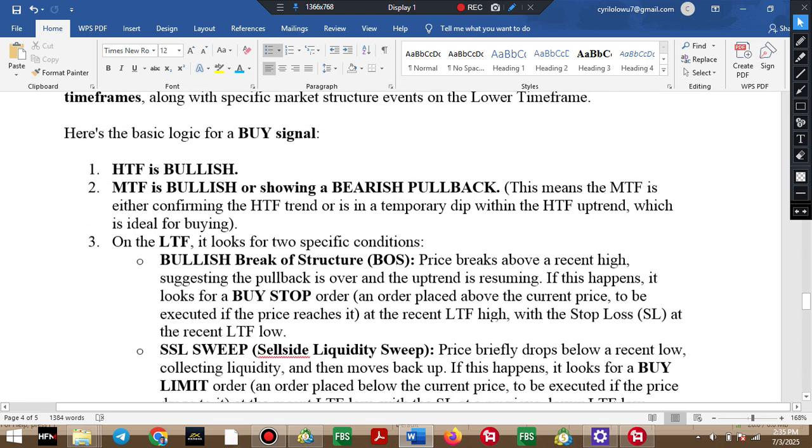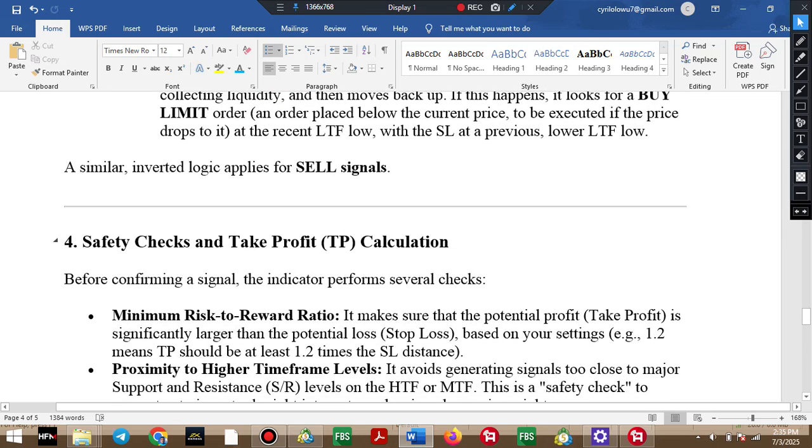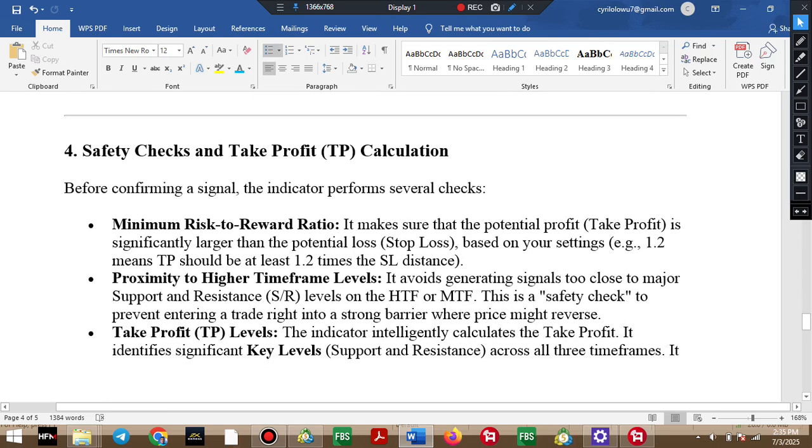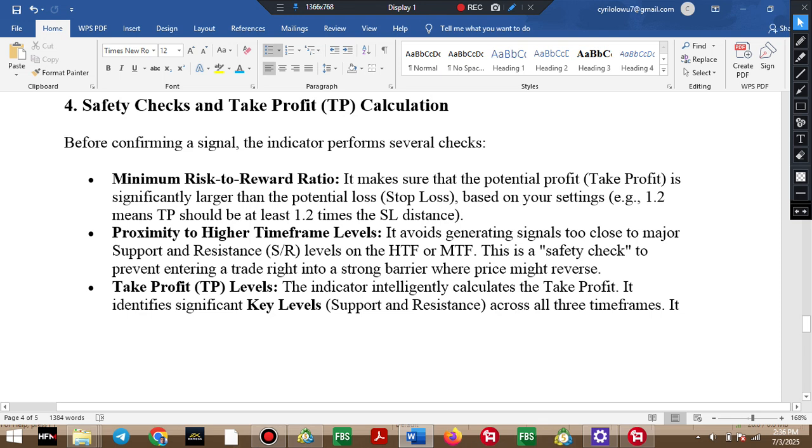Exactly. So for safety check and take profit calculation, before confirming a signal, the indicator performs several checks. Minimum risk to reward: it makes sure that the potential take profit is significantly larger than the potential loss. You see now, it makes sure that the profit you are going to get is based on your settings. That means if you are using 1.2, now this very indicator, this version 3.5, has a space whereby you can modify the risk to reward. On default, it should be 1.2. What I normally use is 1.